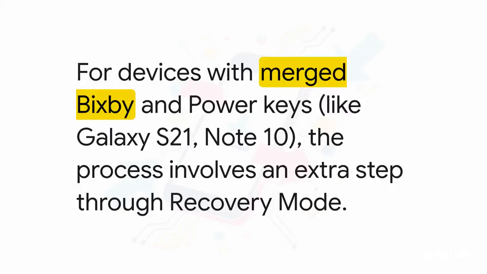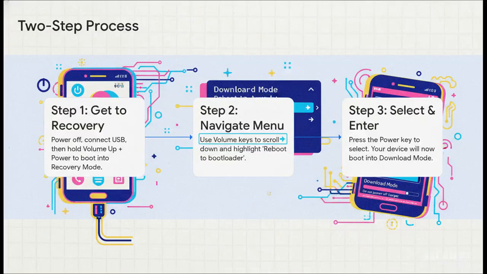Now what about some of the slightly older models? If your phone has that combo Bixby and power key, like on the Galaxy S21 or the Note 10 series, the method has an extra little step. You can't just go straight there. For these devices, it's a two-step dance. First, you need to boot into something called recovery mode. So you power it off, connect the USB, then hold volume up and power. You'll get this kind of old-school text-based menu.